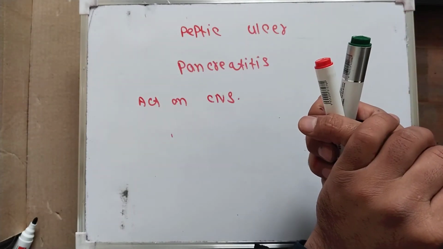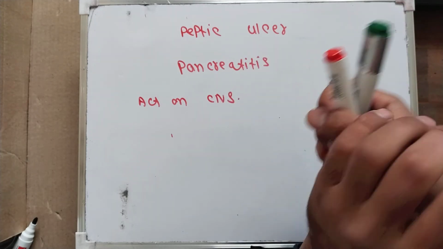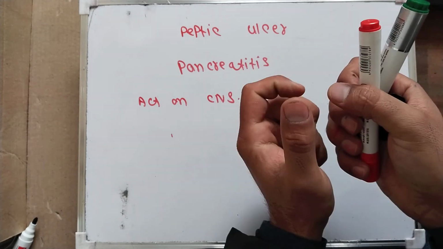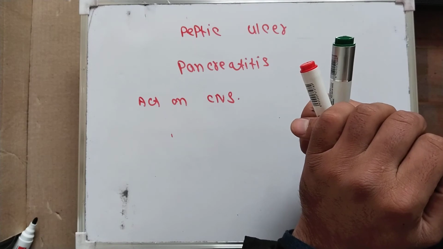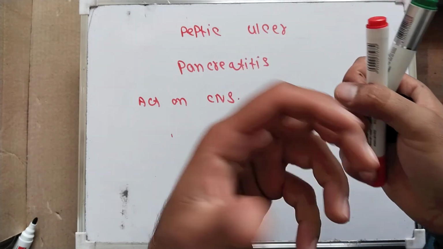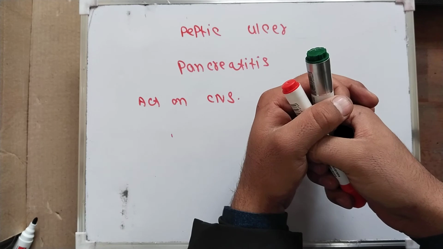Pancreatitis is also occurring due to a calcium ion deposition. Whenever there is a high concentration of deposition of calcium, the enzymes of the pancreas itself destroy the pancreas, and this causes pancreatitis.